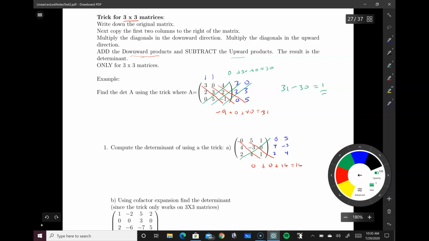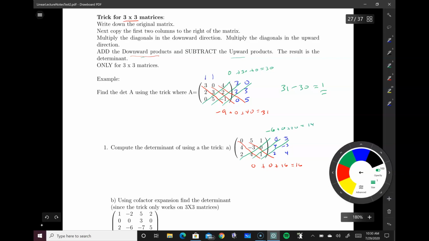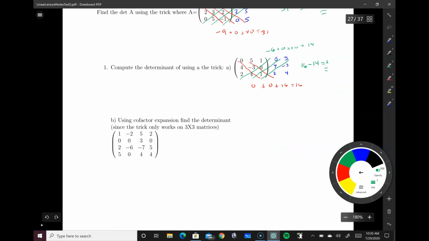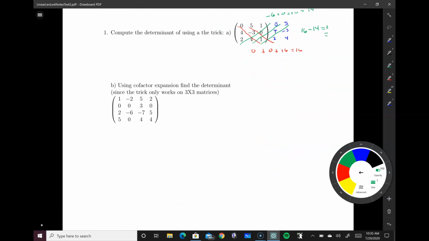So let's do the upward products. That gives me a -6 and a 0 and a 20. So that gives me a 14. So to find the determinant, we take the downward 16, subtract off the upward 14, and I get 2. That's the determinant. All right, so notice that this trick only works on 3 by 3 matrices, not on 4 by 4s. So I would need to do the cofactor expansion.